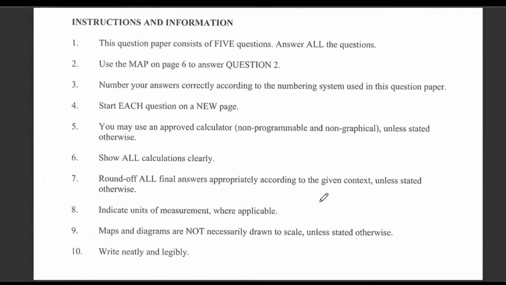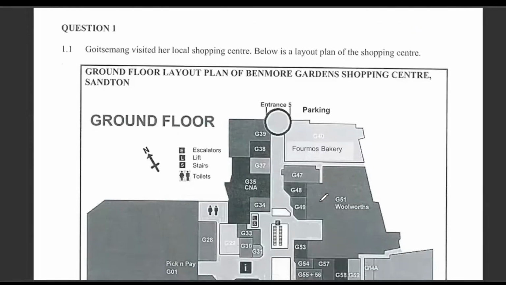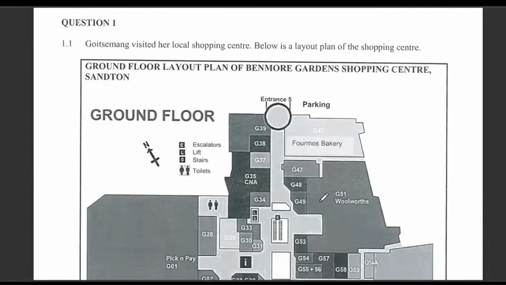Mathematical literacy out of 100 marks. Okay, question number 1. A customer visited her local shopping center. Below is a layout of the shopping center. We have the ground floor layout plan of Gourmet Gardens Shopping Center, Santen.